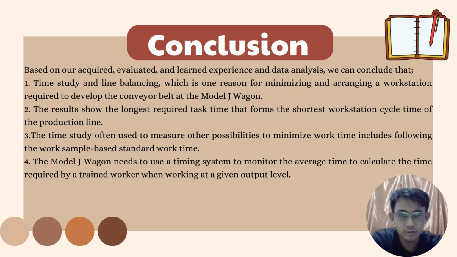The third is that time study is often used to measure other possibilities to minimize work time, including following the work sample based standard work time. The fourth is that the model J wagon needs to use a timing system to monitor the average time to calculate the time required by a trained worker when working at a given output level.